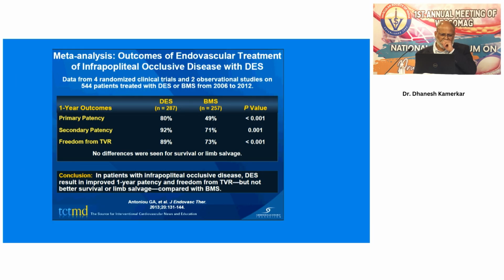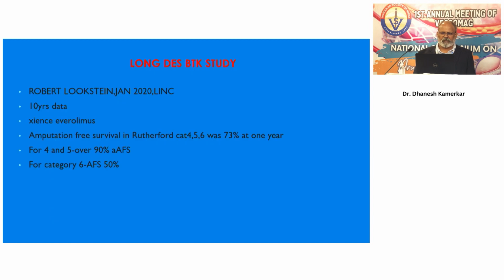This is another meta-analysis. Look at the outcomes, primary and secondary. In all patients with infrapopliteal occlusive disease, drug-eluting stents result in improved one-year patency and freedom from TVR, but not better survival or limb salvage compared with bare metal stents.